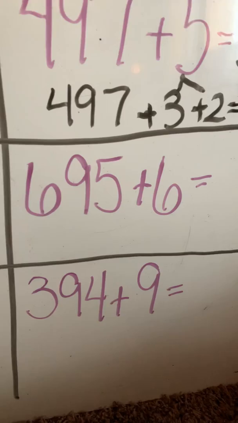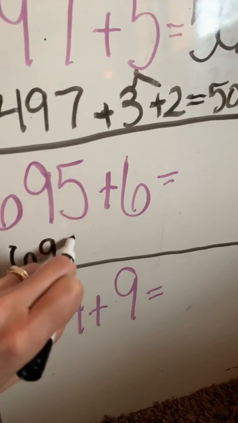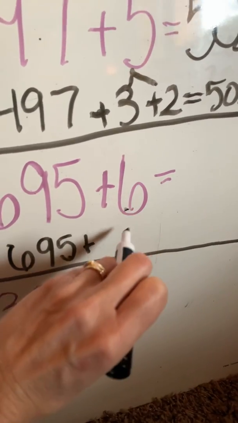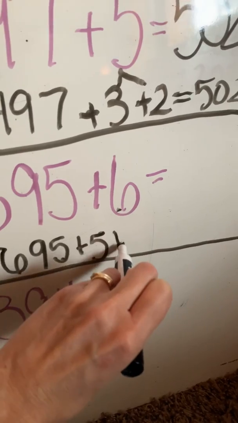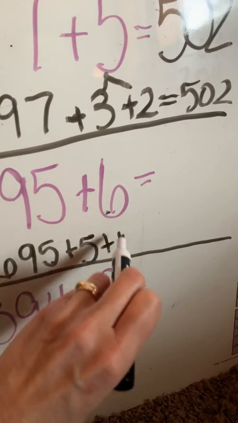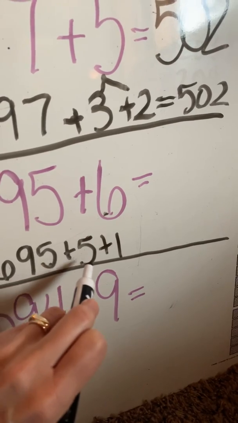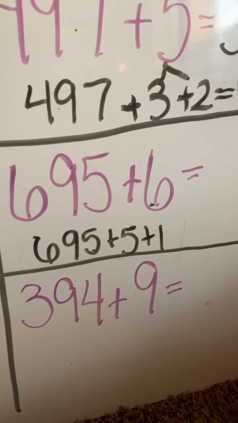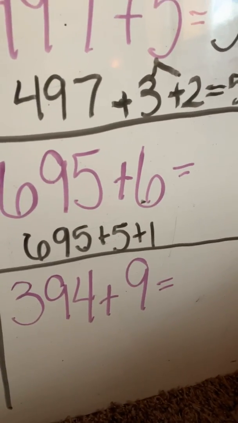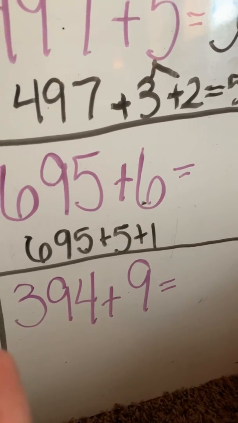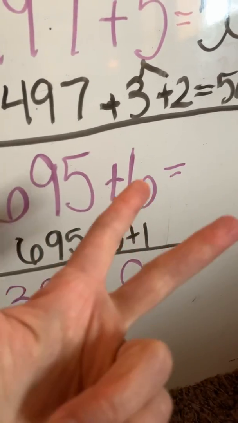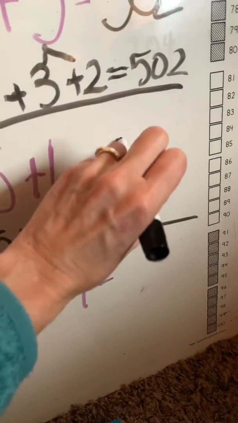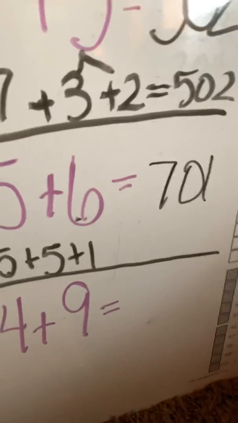How about this one? 695. How many would we add to a 5 to get a 10? We take 5 from here. And we're left with 1 more, because 5 and 1 equals 6. 5 plus 5 is 10. So put 6 fingers up and start with 695. 696, 697, 698, 699, 700, and 1 more is 701. We write that like that.